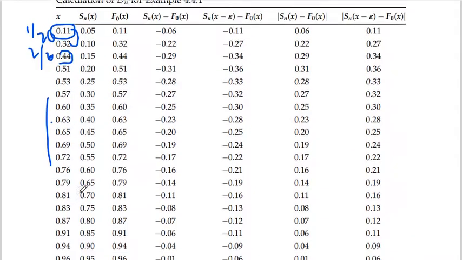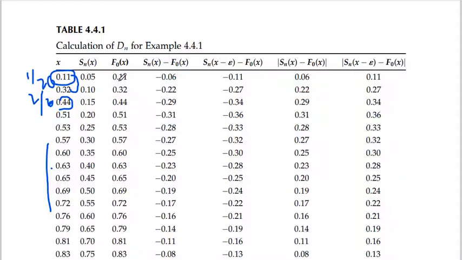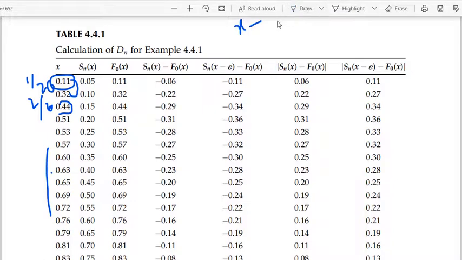After Sn(x), here F0(x) is the CDF. What is the CDF formula for the uniform distribution? We all know that it is (x minus a) upon (b minus a). Here the data is coming from a uniform distribution with parameters 0 and 1, so (x minus 0) upon (1 minus 0) is just x. You get the same values for F0(x).